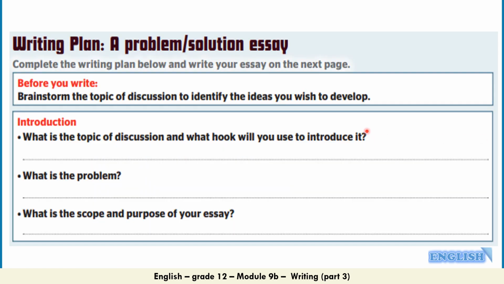Now in your workbook here, writing a plan for a problem solution essay, you are going to complete the following plan before you write. So before you write, brainstorm the topic of discussion to identify the ideas you wish to develop. We have here in the introduction, you should think about the topic. What is the topic of discussion and what hook will you use to introduce it? Then what is the problem? And finally, what is the scope and purpose of your essay?